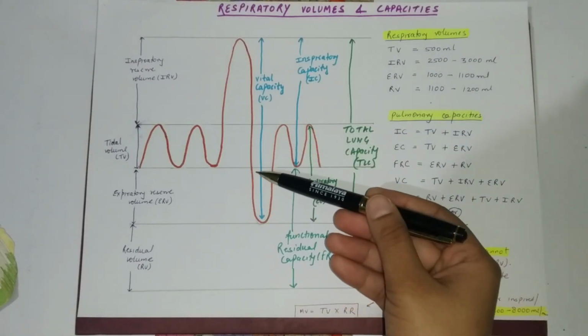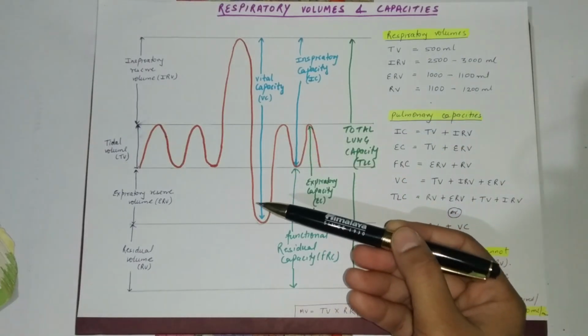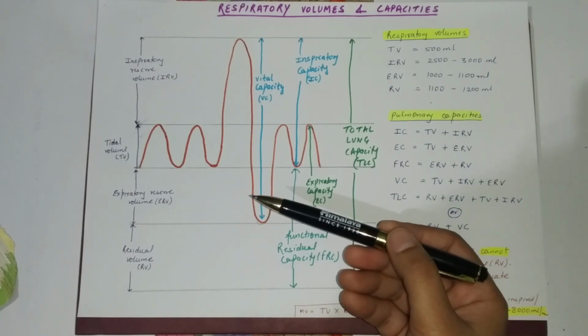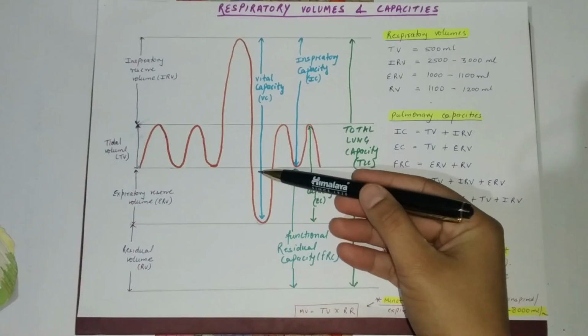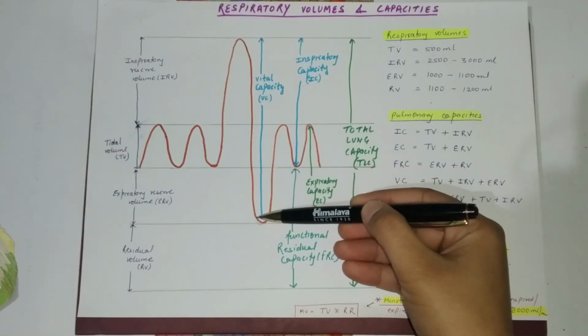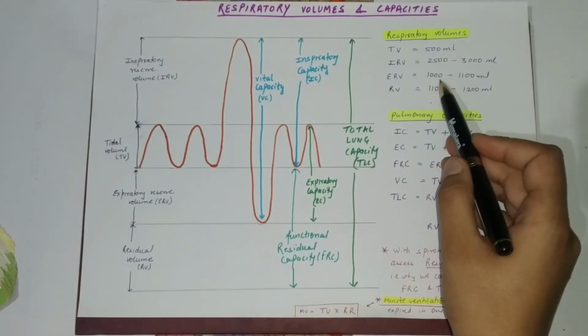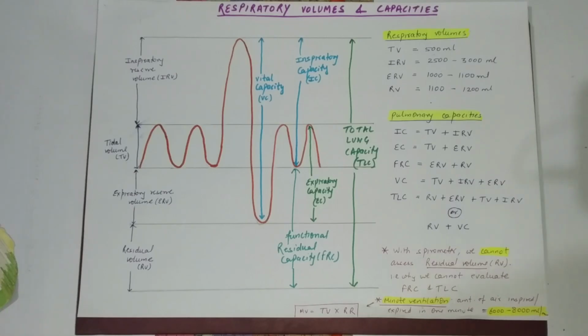Similarly, we have expiratory reserve volume. It is also the additional volume of air which a person expires during a forcible expiration. It is on an average 1000 to 1100 ml.